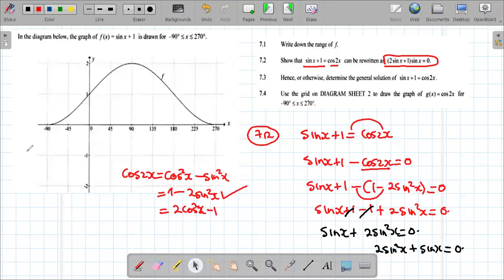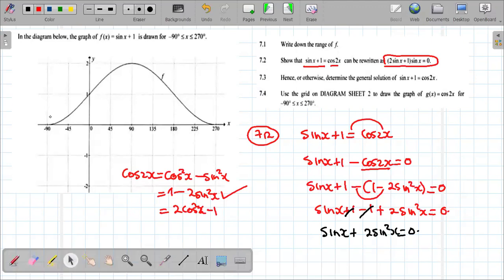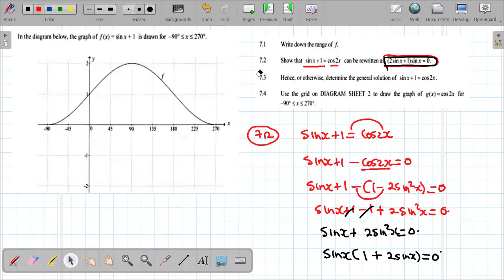Even if you don't rearrange, it's still fine. Let me show you something. If you write it like that and take sine x as a common factor, I'm going to have sine x times (1 plus 2 sine x) equals 0, which is this. Done. They just want to test your algebra.